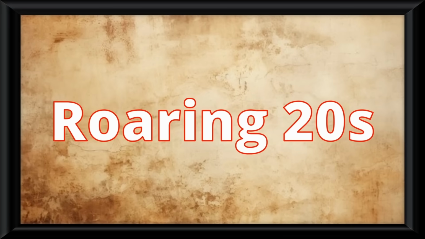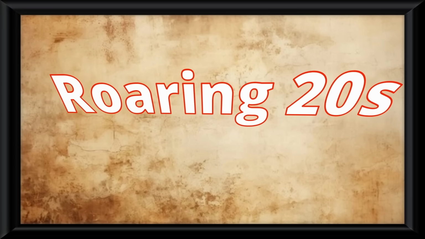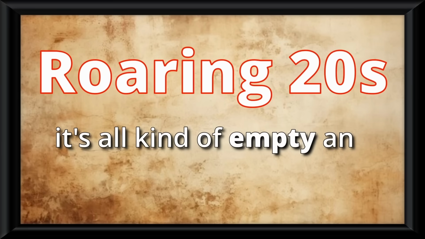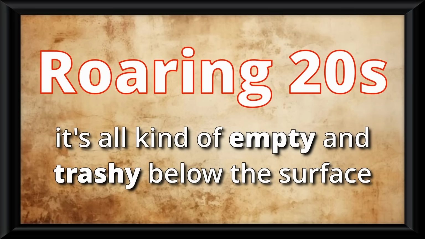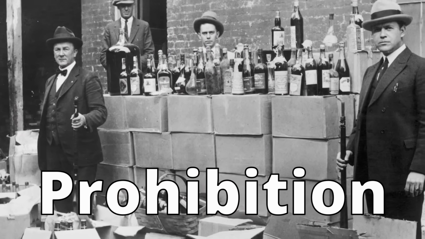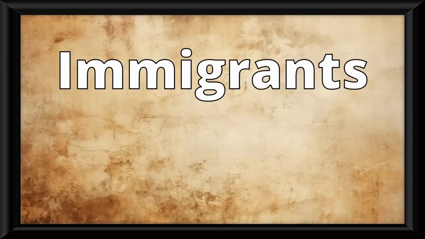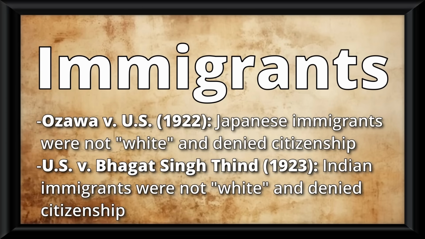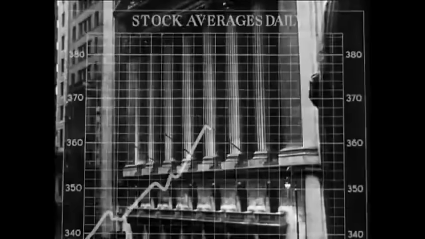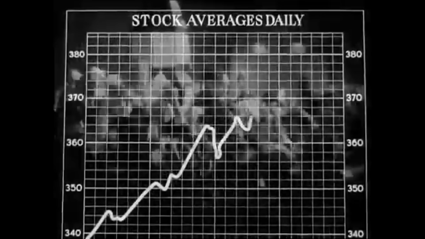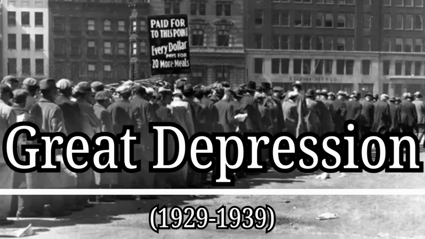Yes, this era looks incredible on the surface. However, it's kind of hard to explain, but it's all kind of empty and trashy below the surface. Prohibition causes widespread crime and the growth of civil unrest. On top of numerical quotas, immigrants get treated even worse with these two Supreme Court decisions. And though this era is defined by vast amounts of money everywhere, you gotta remember what comes literally right after this era.